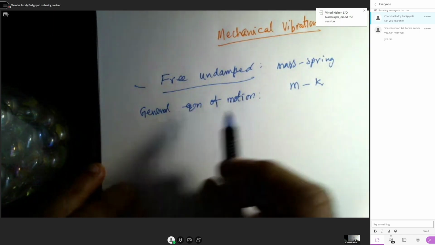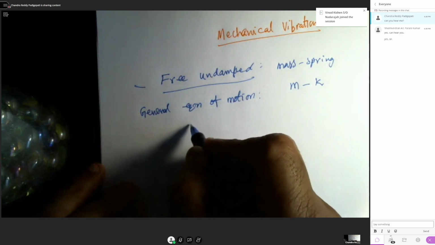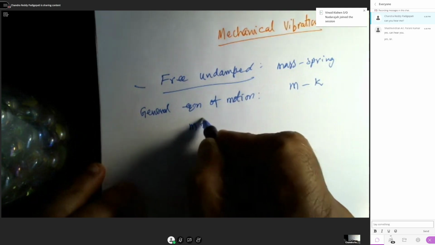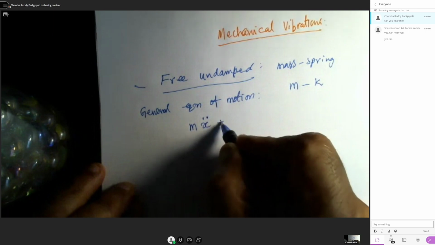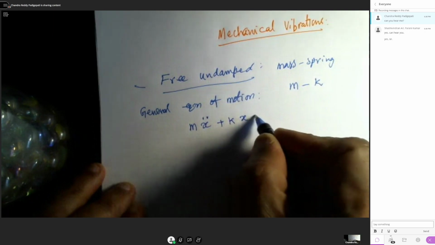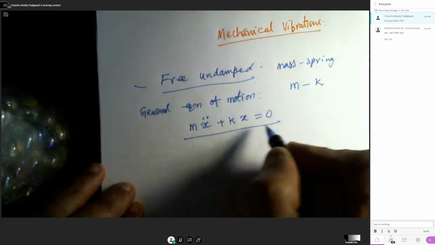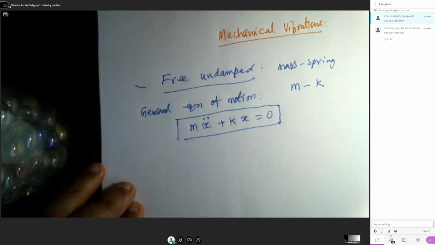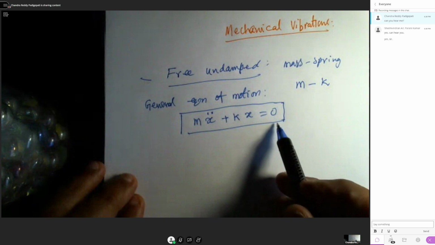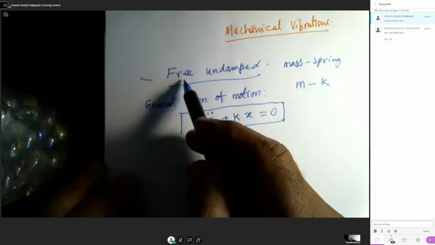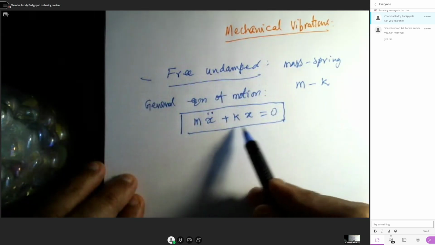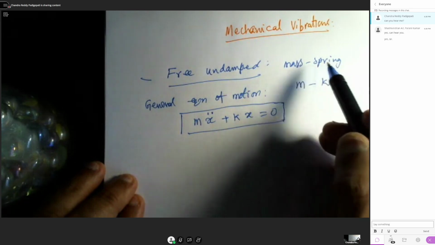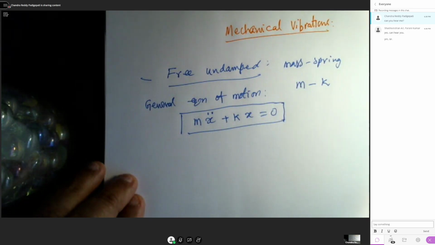The general equation of motion we can write as m x double dot plus k x is equal to 0. So this is a second order homogeneous differential equation because the right hand side is 0. That's why it is free, and undamped because there is no damper here. So we only have the mass and spring system.